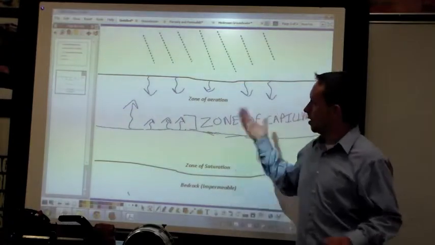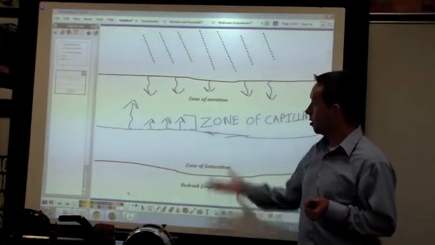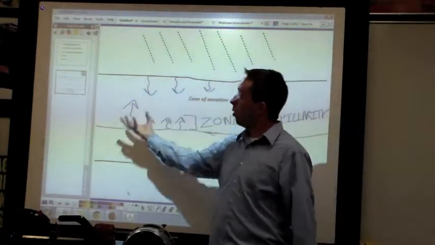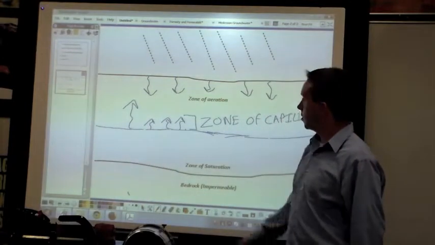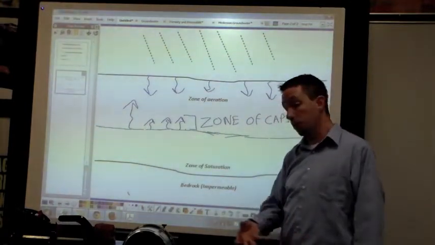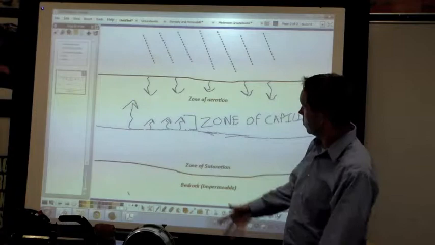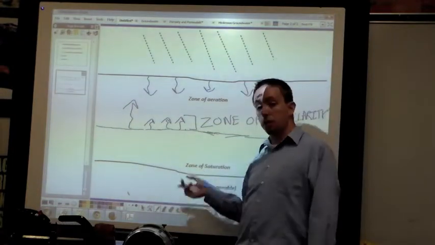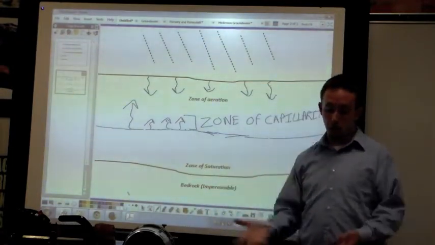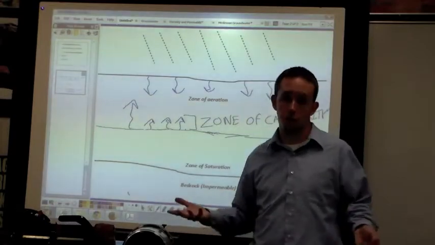As a side note, in terms of plants, if you have a plant growing on the ground, the roots pull the water out of the zone of capillarity because there's some water moisture in them, but there's also some airspace. If the roots were extended all the way into the zone of saturation, they would rot because they would just be constantly submerged in water, and that wouldn't work.